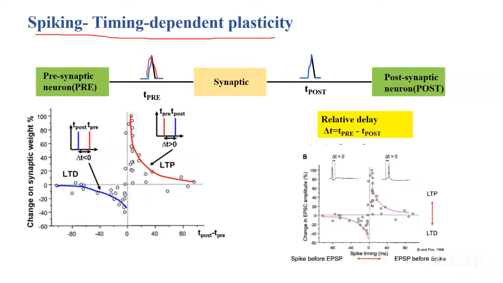spiking and then the postsynaptic neuron is spiking, and both are the inputs to a synapse, then the time difference between them is important. So if, for delta t, the postsynaptic neuron spikes first and the presynaptic spikes later, then delta t is less than zero, and the conductance of the synapse should decrease. And when this is positive, the conductance should increase, and that's what happens in a synapse.